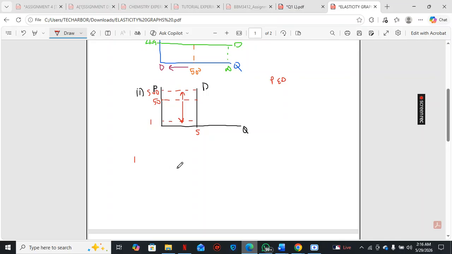Okay. So relatively elastic just means quantity demanded is sensitive to changes in price. So our demand curve is just going to be relatively flat. Okay, it shouldn't be fully flat, but just relatively flat like this.